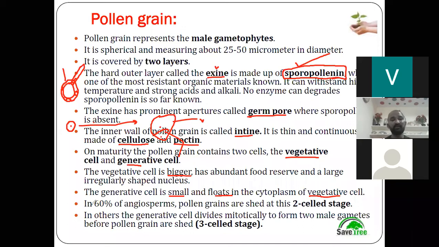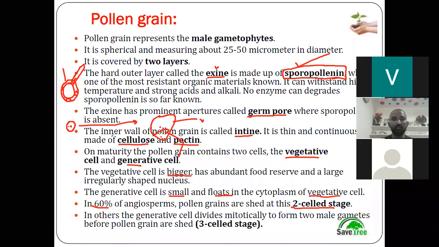So in nearly 60% of angiospermic plants, pollen grains are released at the two-celled stage. I already told you each pollen grain is a microspore which undergoes division, so they produce two cells. In this two-celled condition, the microsporangium walls, that is the anther walls, are ruptured, and when they dehisce, automatically the pollen grains are released. At what celled condition? Two-celled condition. What are the two cells? One is the vegetative cell and the second one is the generative cell.